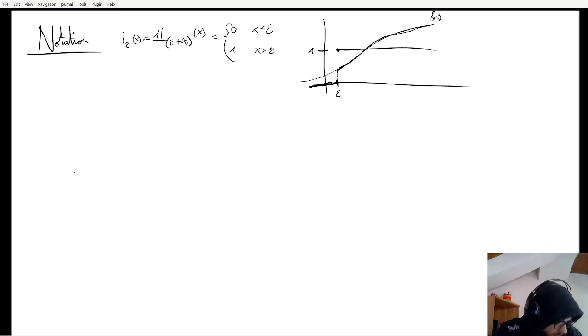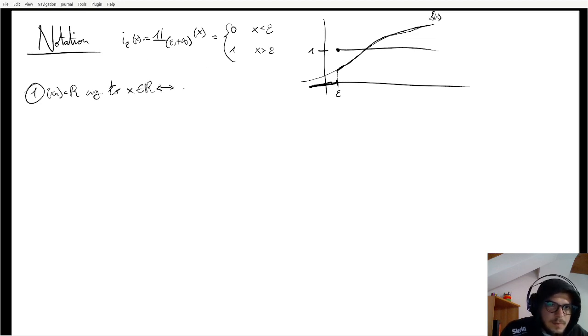And now we have some remarks. The first one is that the sequence xn of real numbers converges to x, which is again a real number, if and only if the distance between xn and x goes to 0 as n goes to infinity.